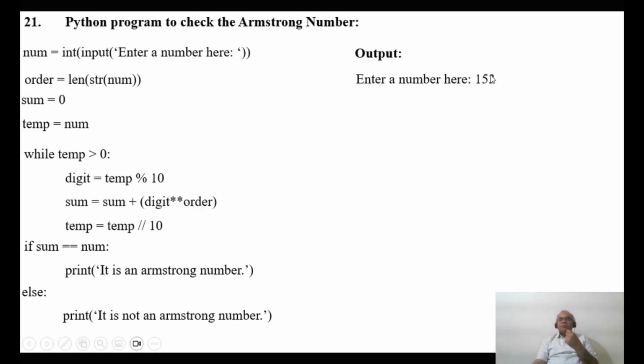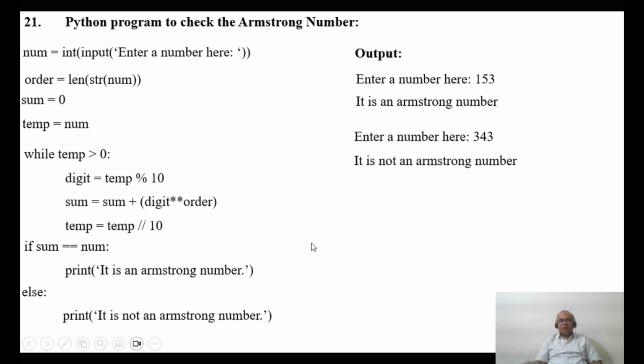Then we have a digit. The first digit here is 3. So 3 to the power of 3 becomes 27, plus the second digit 5. 5 to the power of 3 is 125, plus 27 is 152. Then the last digit is 1. 1 to the power of 3 is 1. So the sum of this will be 153. The sum is equal to 153 and num is also equal to 153. Therefore, this is an Armstrong number.